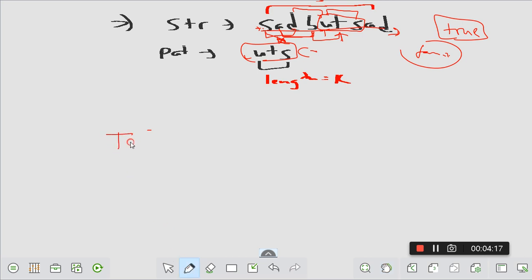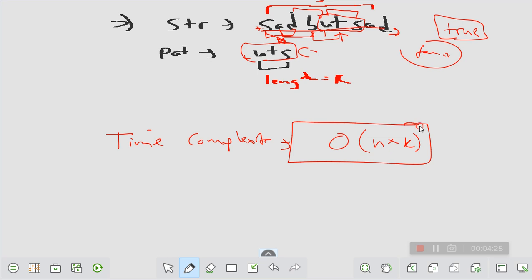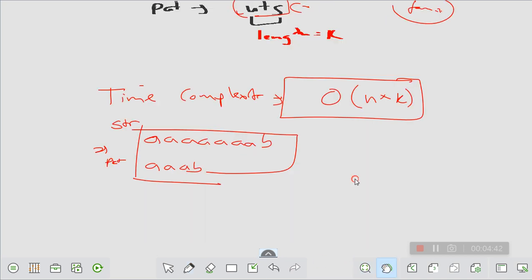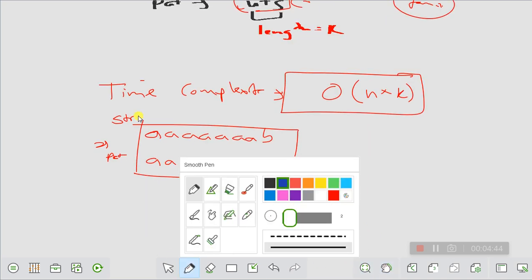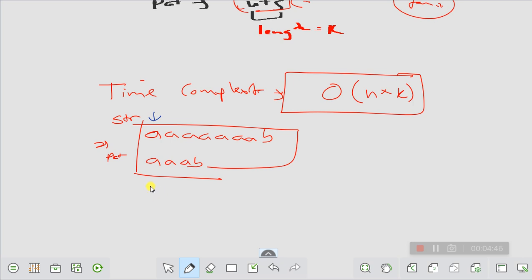This algorithm will have a time complexity of O of n cross k. Why n cross k? Let me explain. Let me take some other example: str is a and b, and I have to find a b. So this is my pattern. How can I solve it? I'm going to have two pointers, one pointer here, one pointer here.